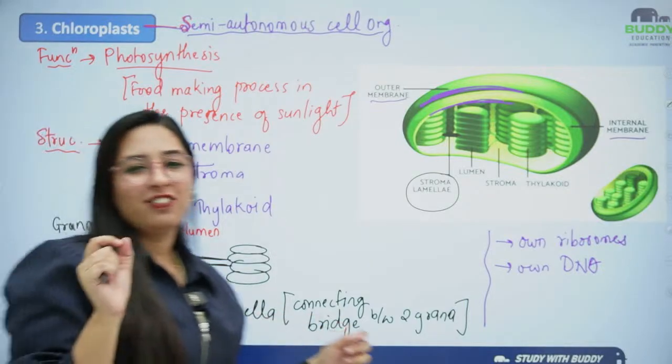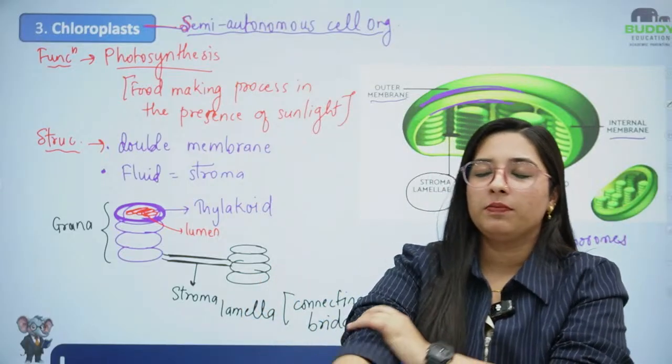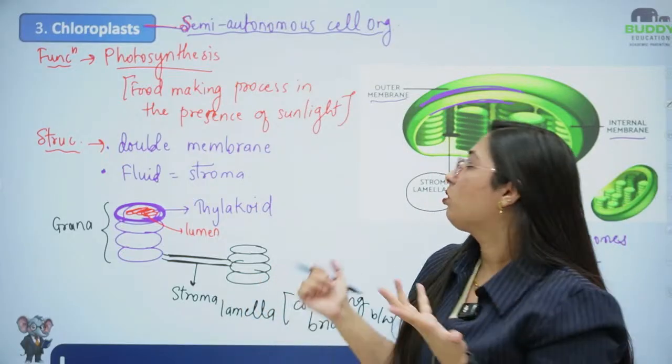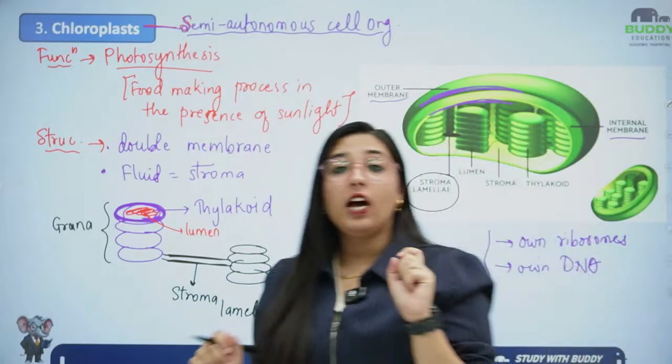One more extra piece of information which is not in your NCERT. What happens in photosynthesis is we have two types of reactions, one is the light reaction and the other is the dark reaction.